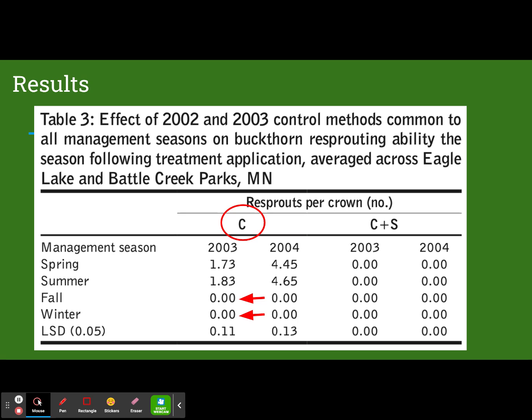On this last table, we focus on only two different treatments, the cut only and the cut and stump treatment with herbicide, compared to the time of year that the treatment was done. You will notice that when the cut only was done in the spring and summer, the resprouts per crown were relatively high. However, when done during the fall and winter, the resprouts were zero, as shown by the red arrows. When looking at the cut and stump treatment with herbicide, the resprouts per crown were zero across the board.